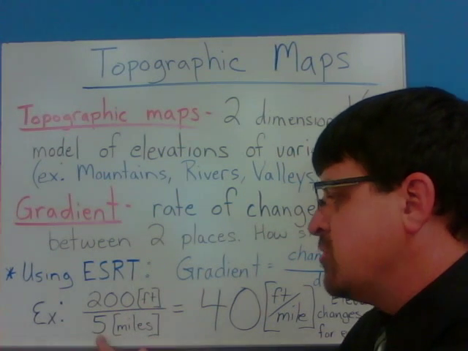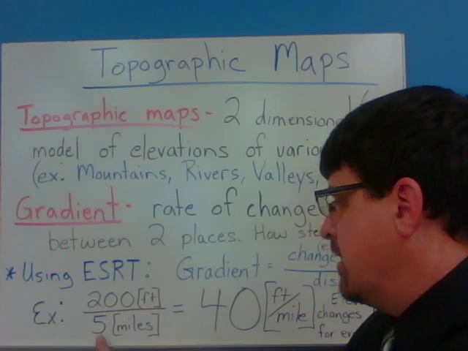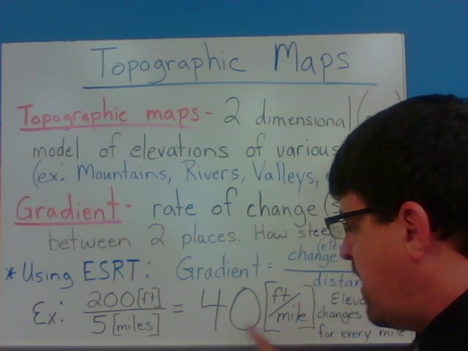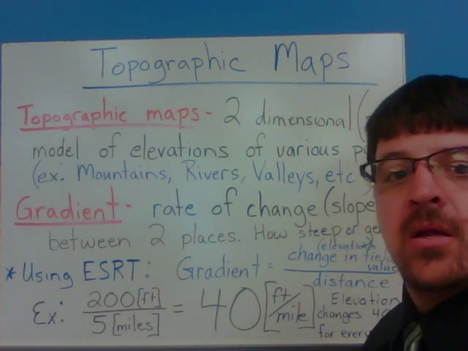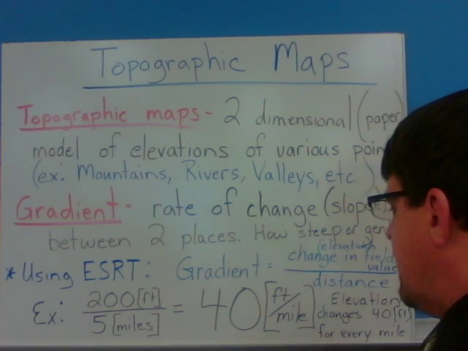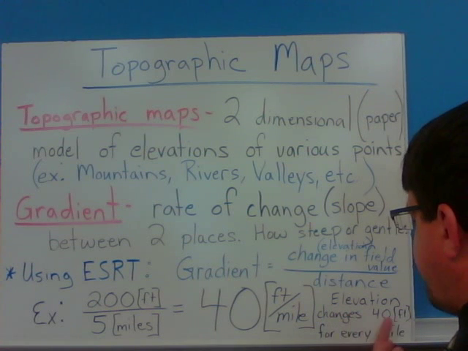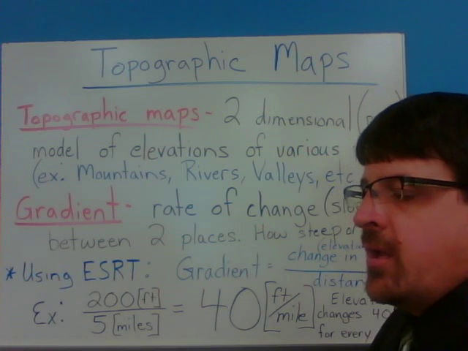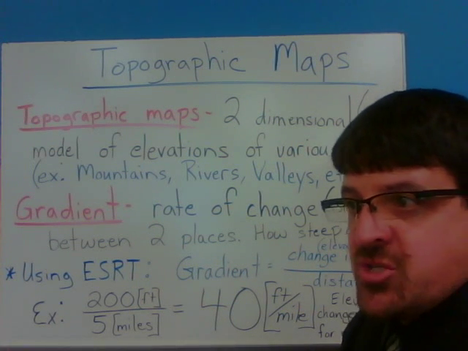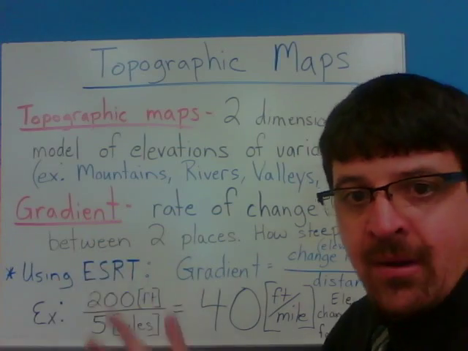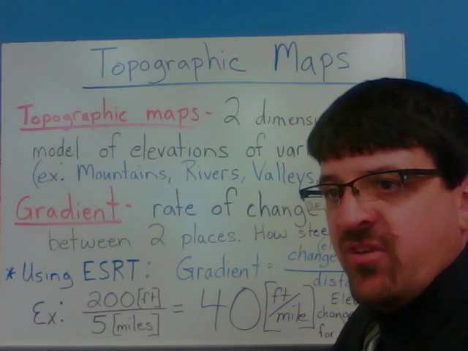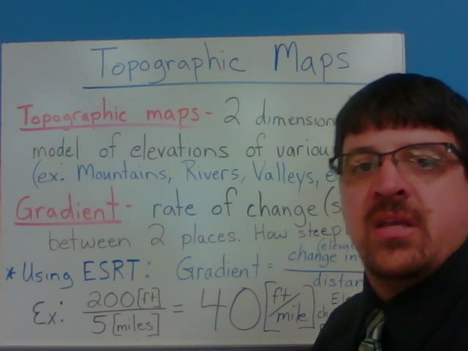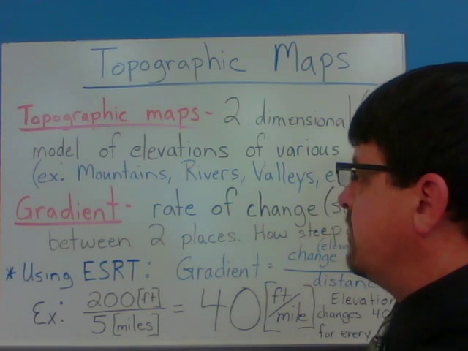For example, if the elevation changes 200 feet between two points, and those two points are 5 miles apart, then that would be a gradient of 40 feet per mile. Feet right there, miles down here, gives you a unit of feet per mile. That means the elevation changes 40 feet for every 1 mile that you go. So if you were walking a mile, you could expect to change 40 feet. We don't know if this is up or down. This works very well to figure out the gradient of hills or a road even, things like that.